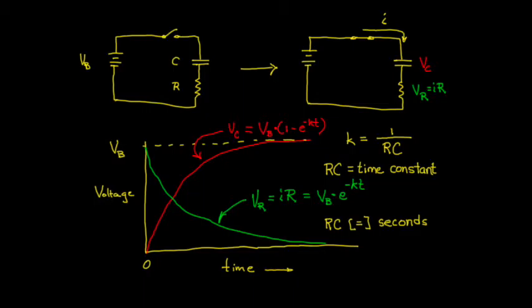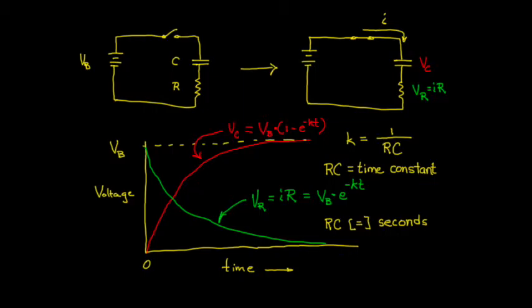Soon after closing the switch, all of the voltage appears across the resistor. At very long times, such as 5 times the RC time constant, virtually all the battery voltage appears across the capacitor. The larger the value of RC, the longer it will take the capacitor to charge. This time-dependent behavior has some very practical applications.